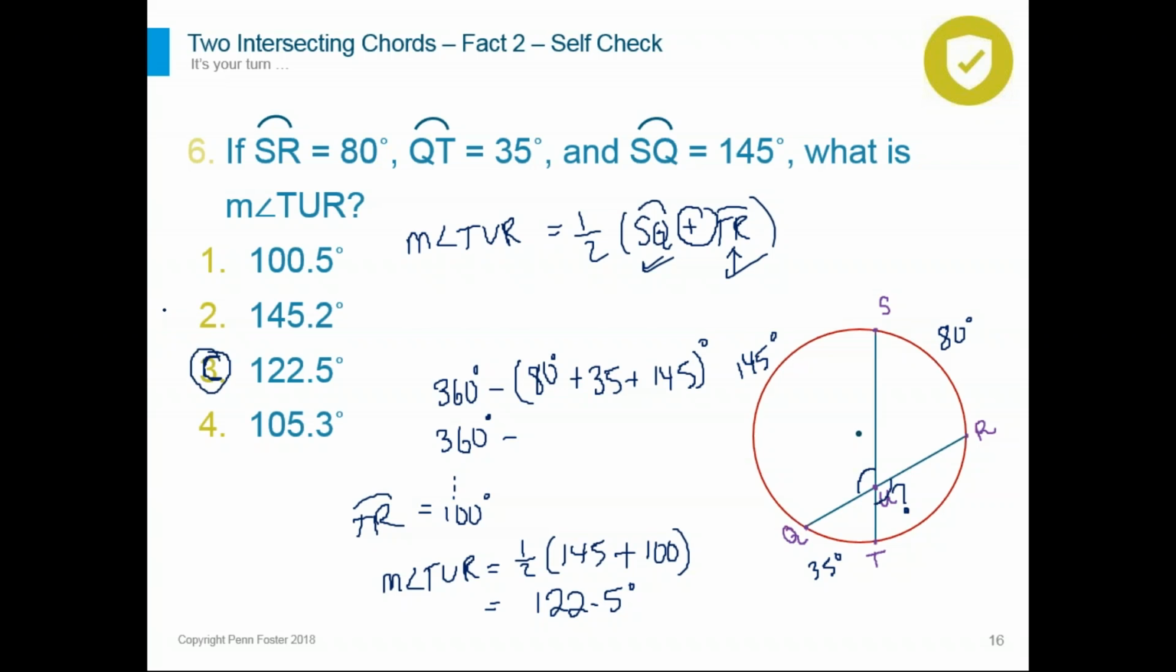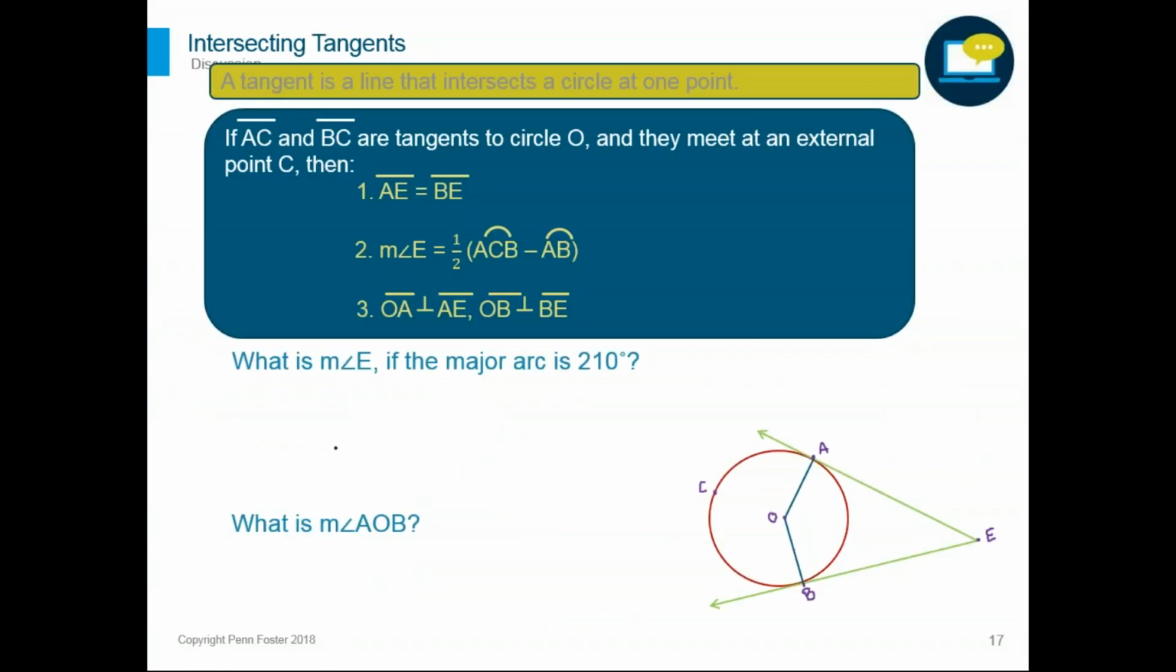Okay, let's go over tangents. A tangent of a circle is a line that intersects the circle at one point. For example, the segment AE is a tangent because it only intersects the circle at one point, A, that we call the point of tangency. The same way, BE is a tangent because B is the only intersection point between the circle and the line.